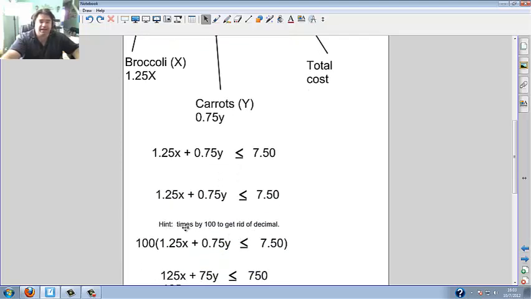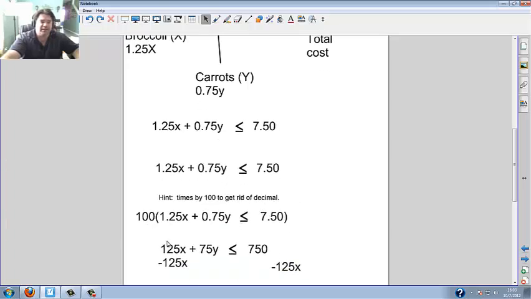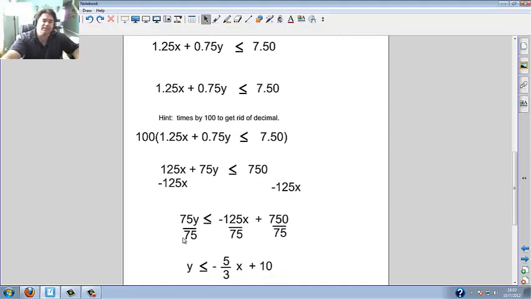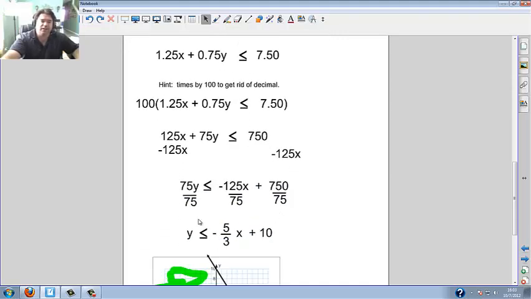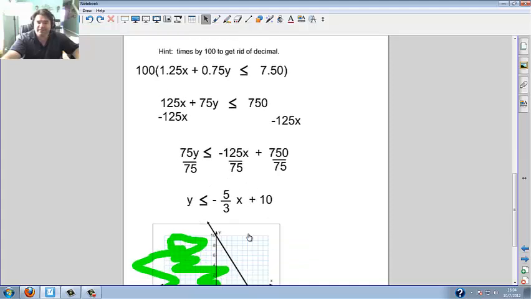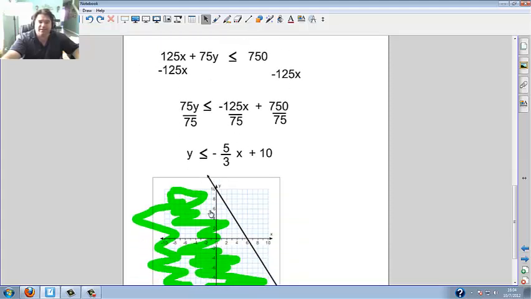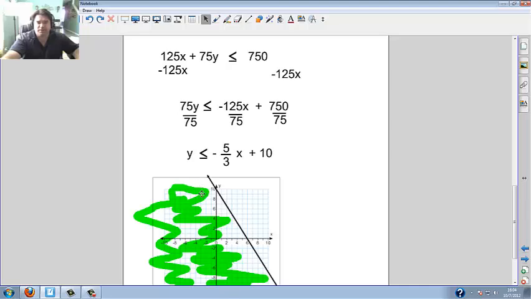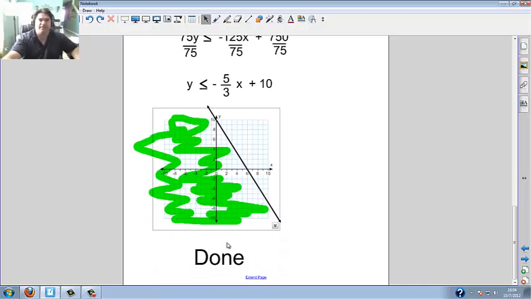A hint: I just multiply by 100 to get rid of all these pesky decimals. So now I get 125x plus 75y is less than or equal to 750. Subtract 125x from both sides, divide them all by 75. Looks like y is less than or equal to negative 5/3 x plus 10. Go up 10, down 5 over 3, down 5 over 3, shade below, but it's a full line. So it's all this and the line, and there you have it.